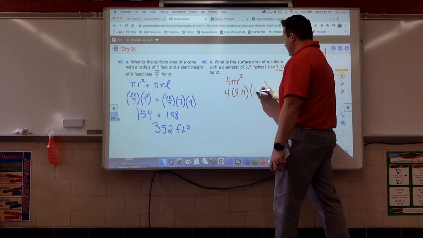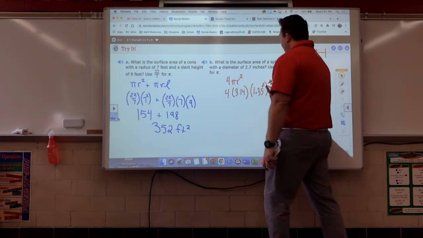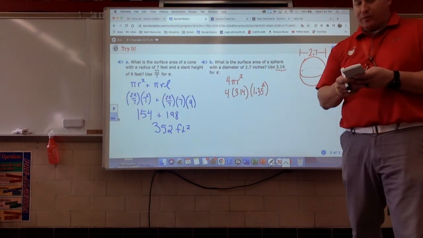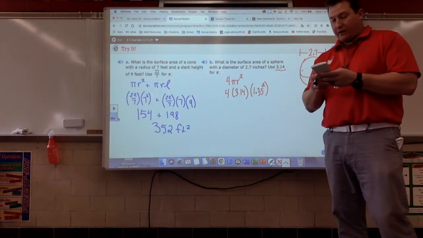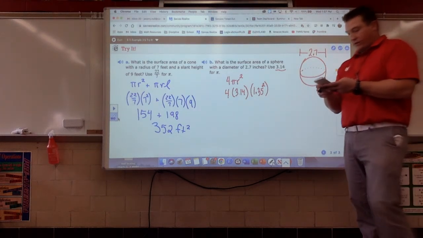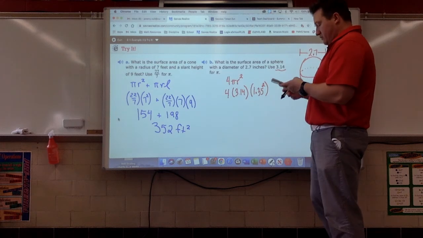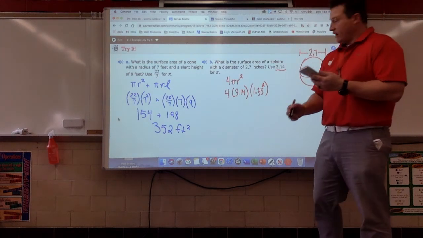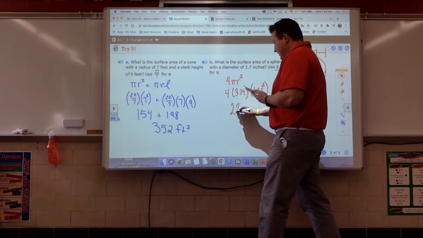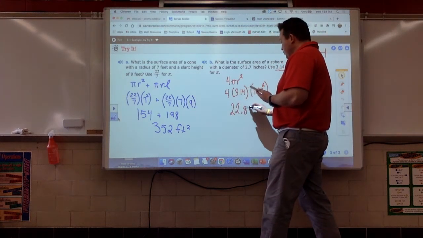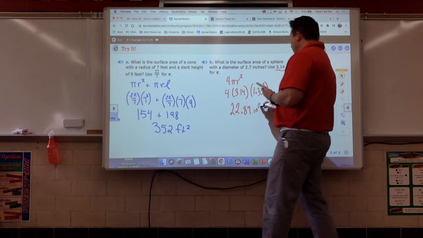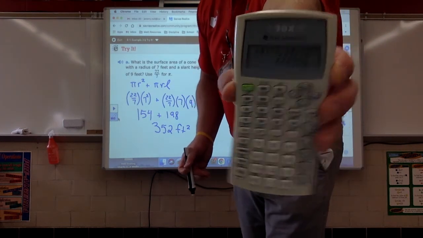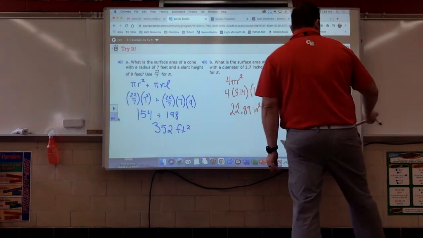1.35 squared. Once you have this, it's literally nothing more than typing all of that into your calculating device and making sure that everything looks good. 1.35 squared. I get approximately 22.89 cubic inches. Anyway, guys, there you go.